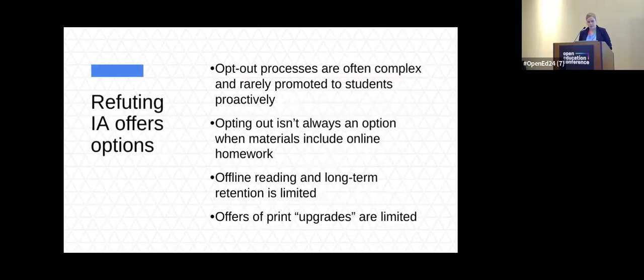Refuting IA can offer options to more students. So the opt-out processes for these programs can often be complex and are often not super well communicated to students. But not only that, if a student is opting out of a program that would give them access to the required materials to complete their homework and get a grade, that's also problematic for students as well.